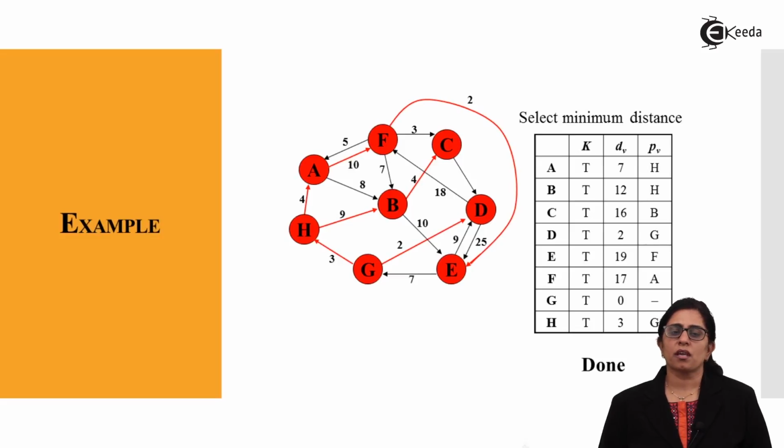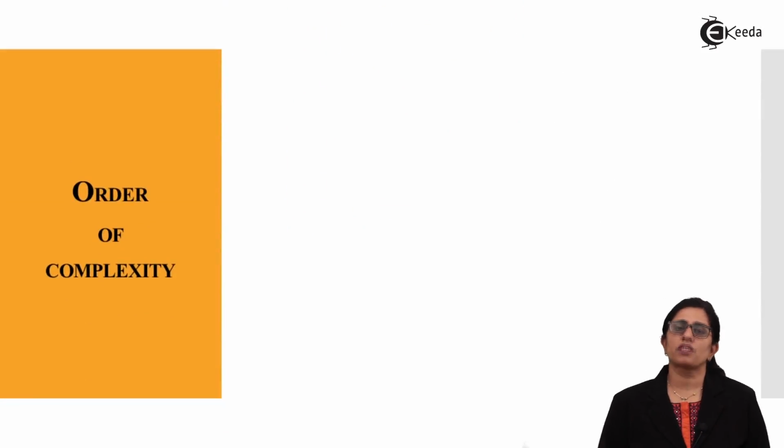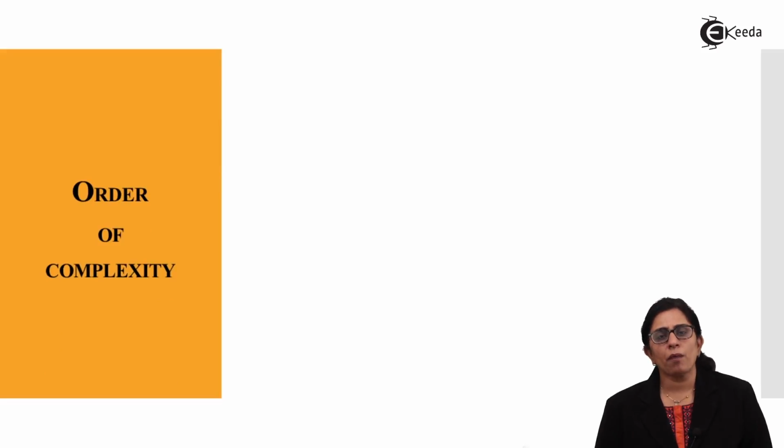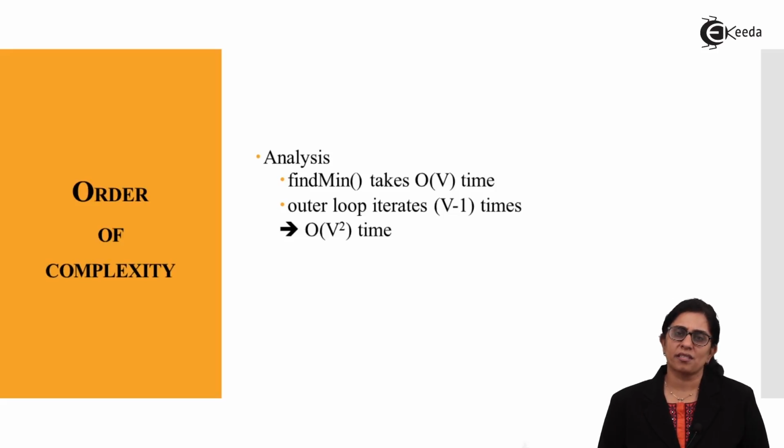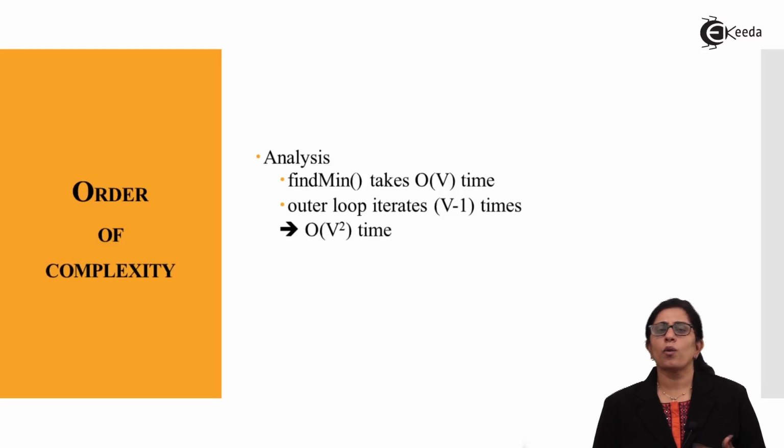And then what is the order of complexity for the Dijkstra algorithm? We find the minimum, so it takes big O of V time, that is, it keeps on evaluating with the time. The outer loop iterates V minus 1 times. What do we mean by the outer loop? Outer loop means that I am continuously iterating for the values from source to destination, and the complexity of my Dijkstra algorithm is big O of V squared, that is, as my number of vertices increases, it multiplies in a double manner.